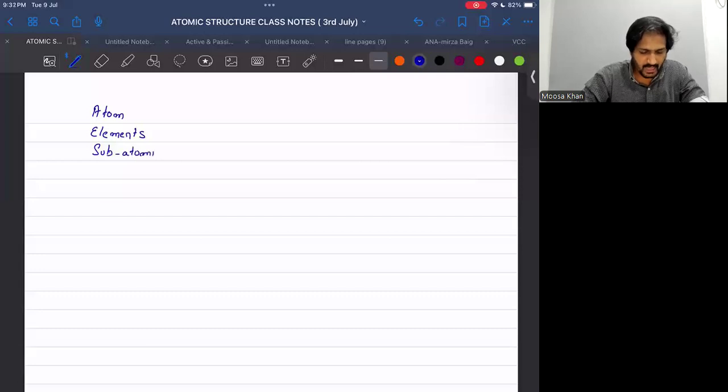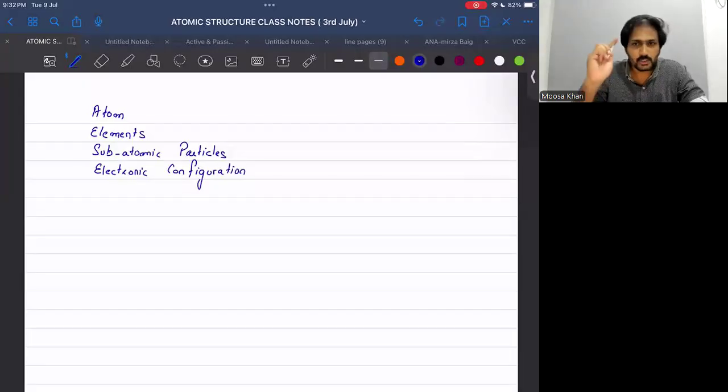Right? After studying subatomic particles, we studied electronic configuration. Another name for electronic configuration is electronic structure. In the last class, we were discussing how to make the electronic configuration of only the first 20 elements of the periodic table, because you are not supposed to make the electronic configuration of all the elements which have an atomic number greater than 20. Right? We have 2 names for electronic configuration. One is electronic configuration, the other is electronic structure.